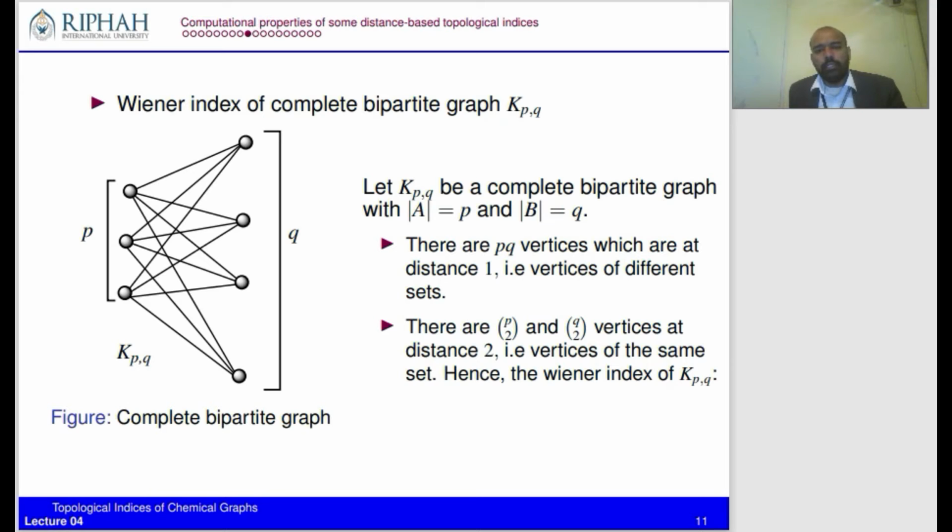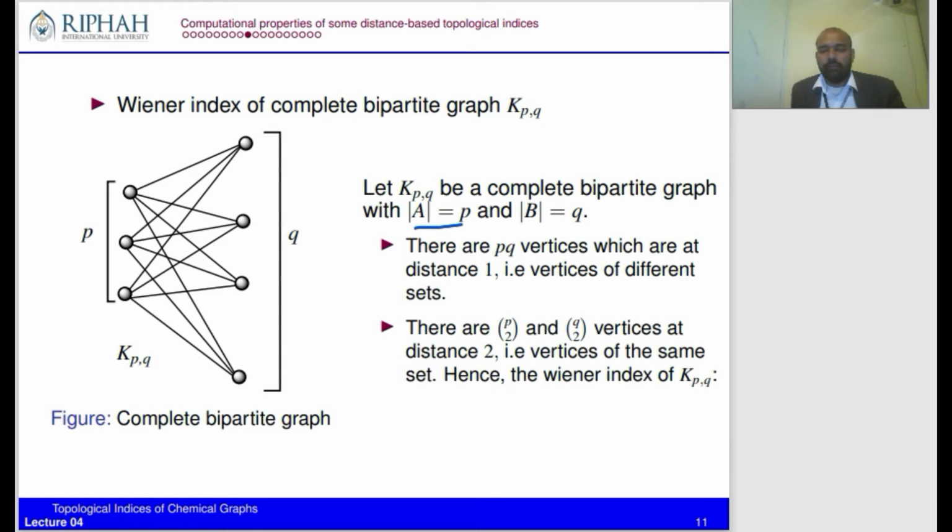Let K_{P,Q} be a complete bipartite graph with a vertex subset A with cardinality P and vertex subset B with cardinality Q, and P plus Q equals N, of course the order of the graph. If you observe the graph, for the Wiener index, here is A and here is the vertex subset B, every vertex of A has distance 1 to every vertex of B.